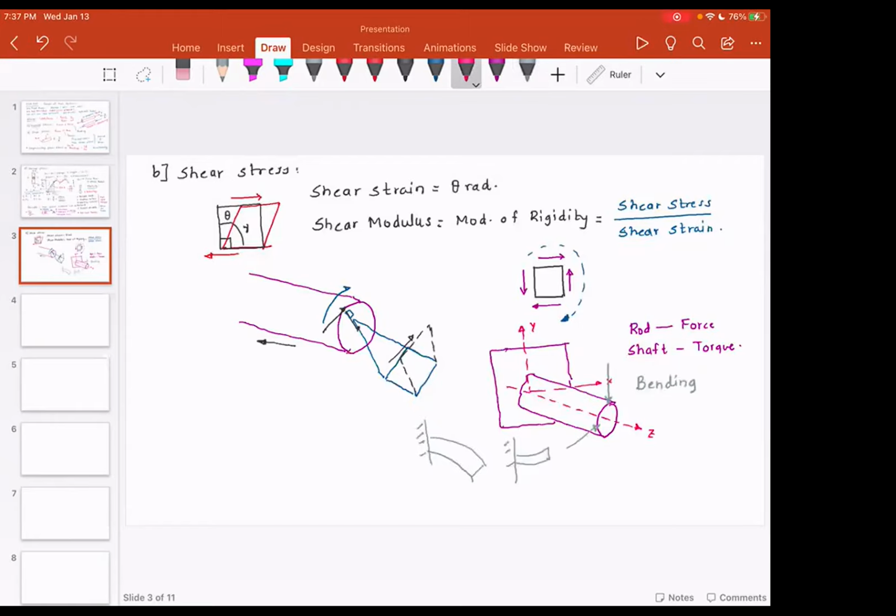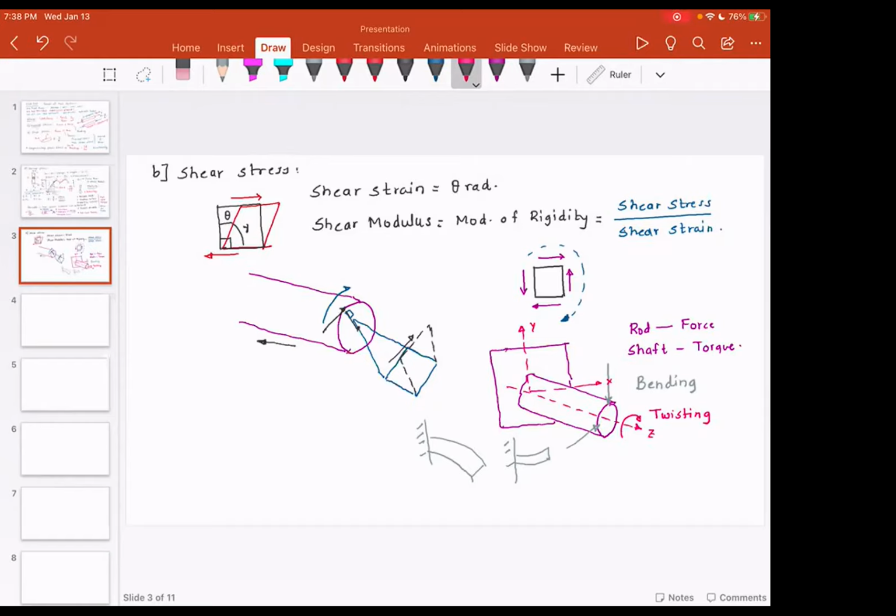Now imagine you apply a torque. Torque is going to be about the z-axis, and that is going to cause twisting. So you are going to have bending because of the forces along the x and y direction, and you are going to have twisting because of the force that is about the z-axis. So that is the fundamental difference between bending and twisting.